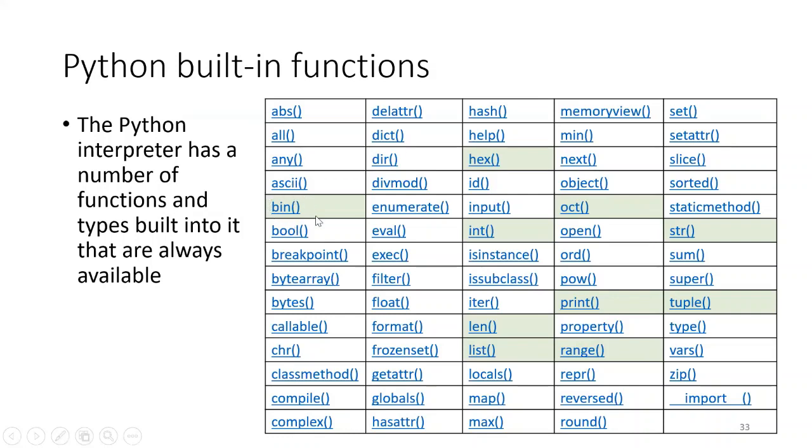For example, the bin function, which returns a string that contains the binary representation of an integer number, or we have used many frequently the print function, we have seen the range function, and so on and so forth. I have highlighted those that we have used in this lecture.